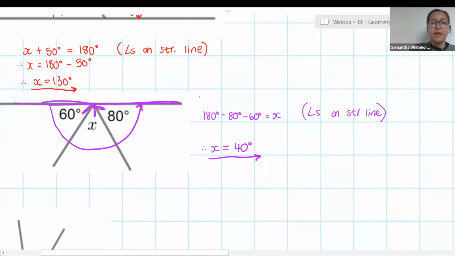Now, if your setup looks a little bit different, you could have set it up like 60 plus X plus 80 equals 180 degrees. So if your setup of the equation looks a bit different, that's okay. There's lots of different ways to write it. But what is important is that you understand that we need to subtract 80 and 60 from 180 in order to get our answer. And even if you add 60 plus 80 to get 140 and then subtract it, that's also absolutely fine, right? But just remember to give your reasons for the answers that you're writing down.